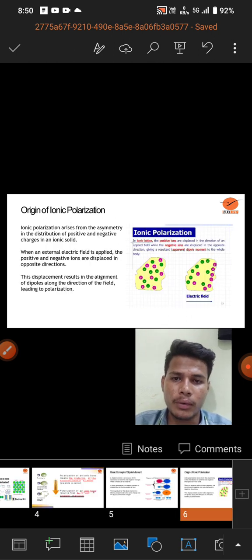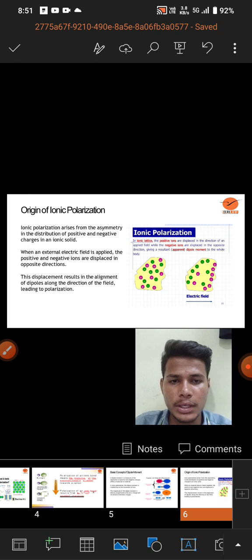The origin of ionic polarization. Ionic polarization arises from the asymmetry in the distribution of positive and negative charges in an ionic solid. When an external electric field is applied, the positive and negative ions are displaced in opposite directions. The displacement results in the alignment of dipoles along the direction of the field, leading to polarization. In an ionic lattice, the positive ions are displaced in the direction of the applied field, while the negative ions are displaced in the opposite direction, giving a resultant dipole moment to the whole body.